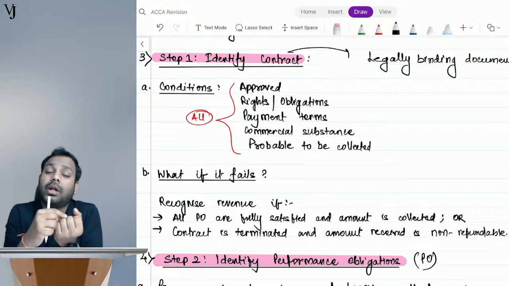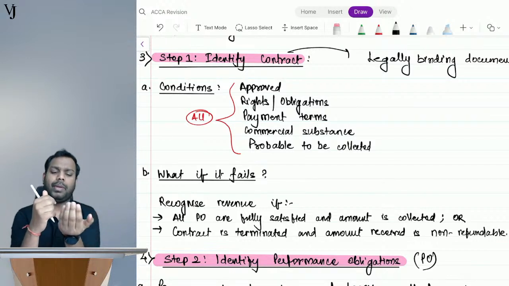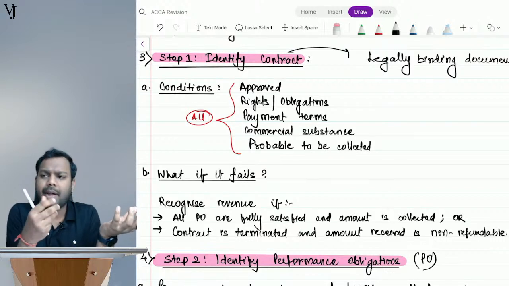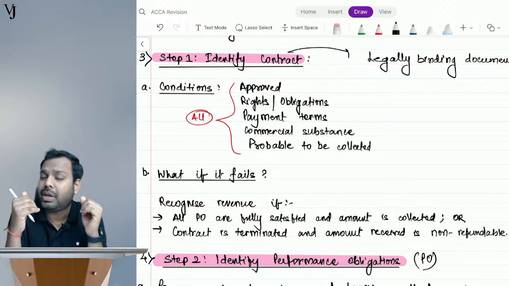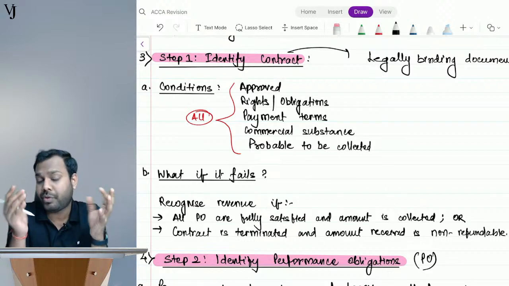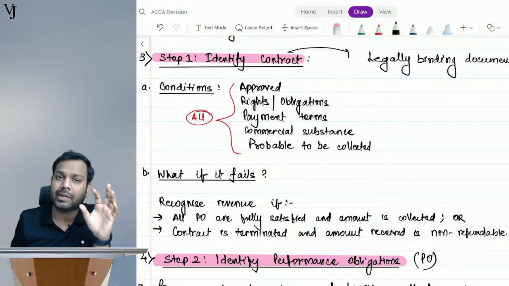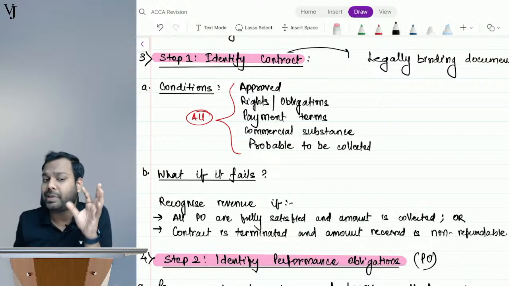Fourth, the transaction should have commercial substance. I can do a transaction with a not-for-profit motive, and I can do a transaction with a profit motive. The transaction we are covering here is one with a motive to earn profit. That's the meaning of commercial substance: a transaction done with a motive to earn profit.